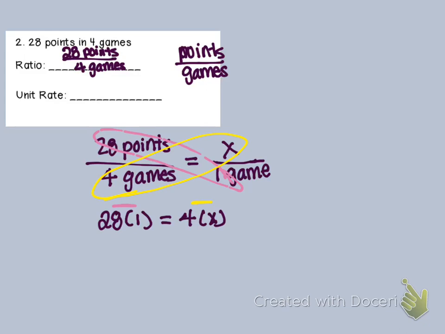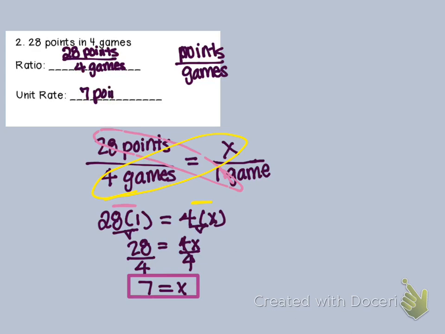So then I have 28 times 1, which is 28. And then I have 4 times x, which is 4x. And then we know according to equations, this is multiplication. So we would divide on each side to solve, and x equals 7. So that would be that I would have 7 points per game, one game.